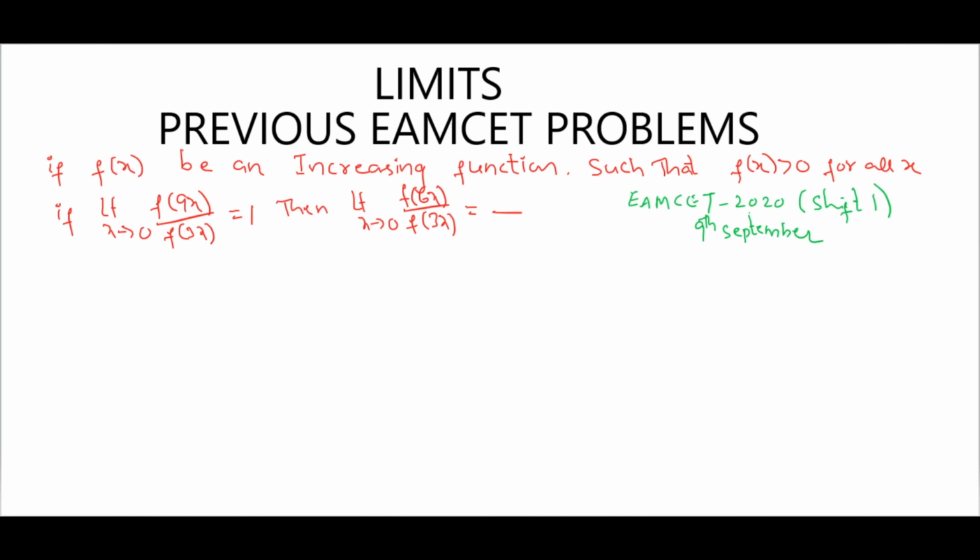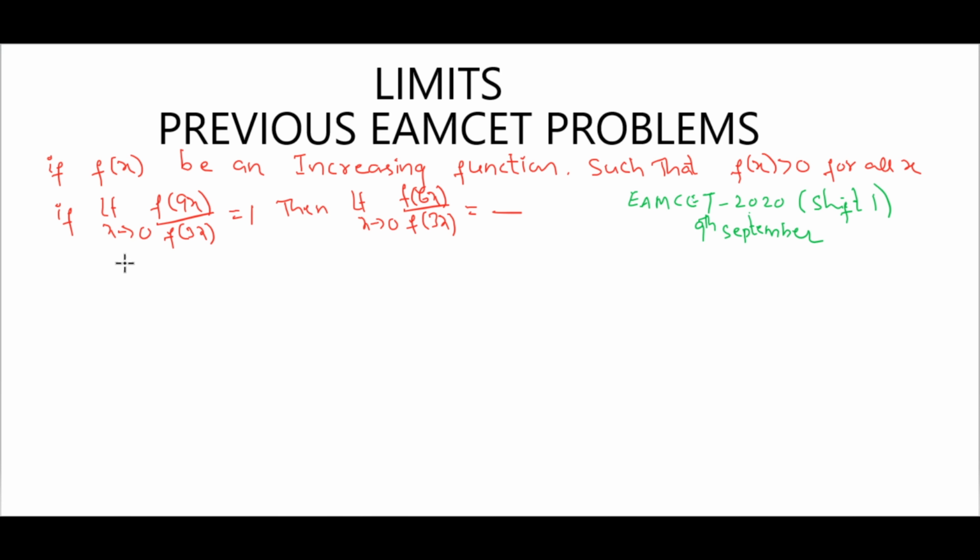Friends, today's topic is limits, previous MSET problems. So the first problem is from MSET 2020 Shift 1, 9th September. Given f(x) is an increasing function such that f(x) is greater than 0 for all x. If limit x tends to 0 of f(9x) by f(3x) is 1, then find the value of limit x tends to 0 of f(6x) by f(3x).